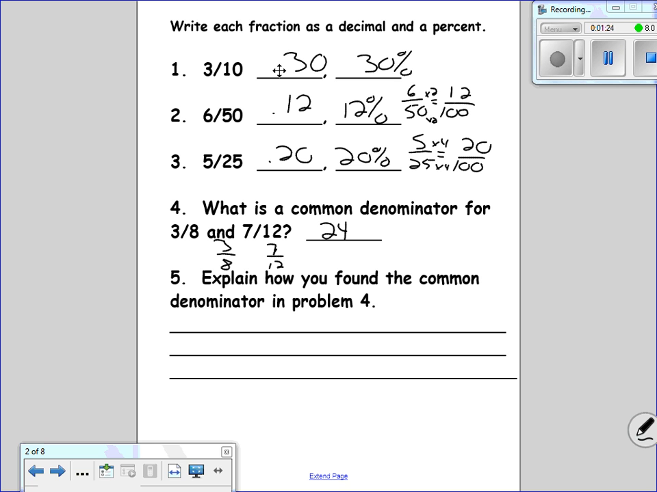Explain how you found a common denominator in problem 4. All I did is I wanted to find the smallest number both could go into.